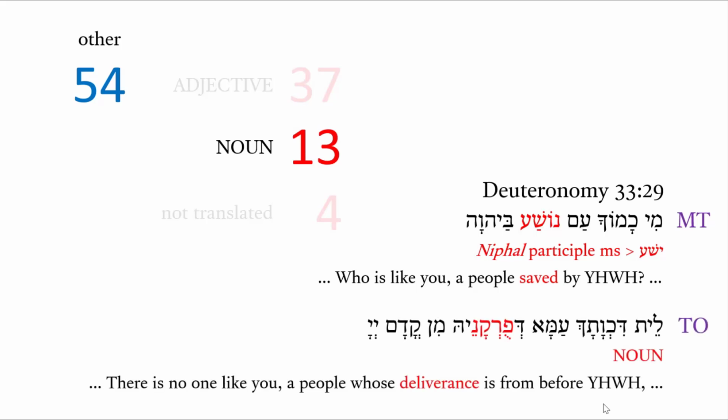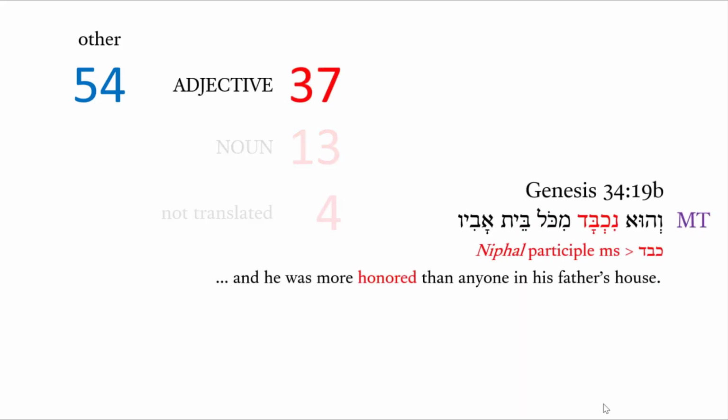And then you have in the Onkelos, there is no one like you, a people whose deliverance is from before Adonai. Well, the deliverance, that's a noun idea that corresponds to saving. So we know what Onkelos is doing here. Good. Understand that. 13 is a pretty small number in the face of 887, but that makes sense. What about adjectives? Well, we remember participles are actually verbal adjectives. So perhaps this is why this is an even more comfortable translation for Onkelos, just linguistically, to use an adjective instead of something like a participle.